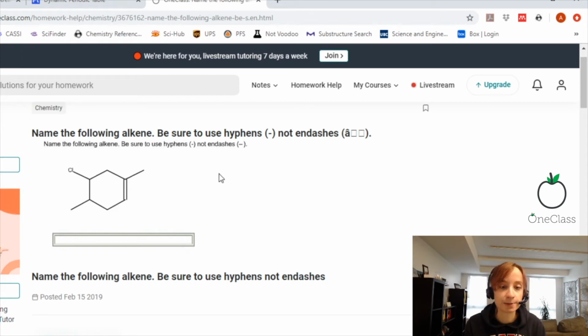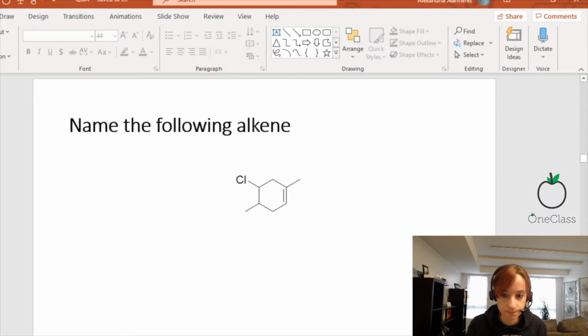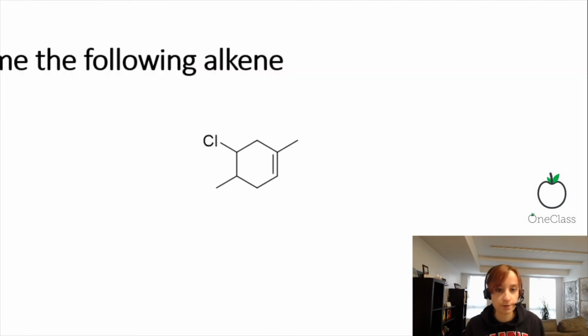So we're going to name the following alkene. What's really important to note is that when you are drawing out or writing out these answers on Sapling or some sort of online learning platform, you need to use hyphens and not an en dash. Otherwise, even though you typed out the question or the answer correctly, if you used an en dash, it will assume you wrote in the wrong answer. So on to the PowerPoint.